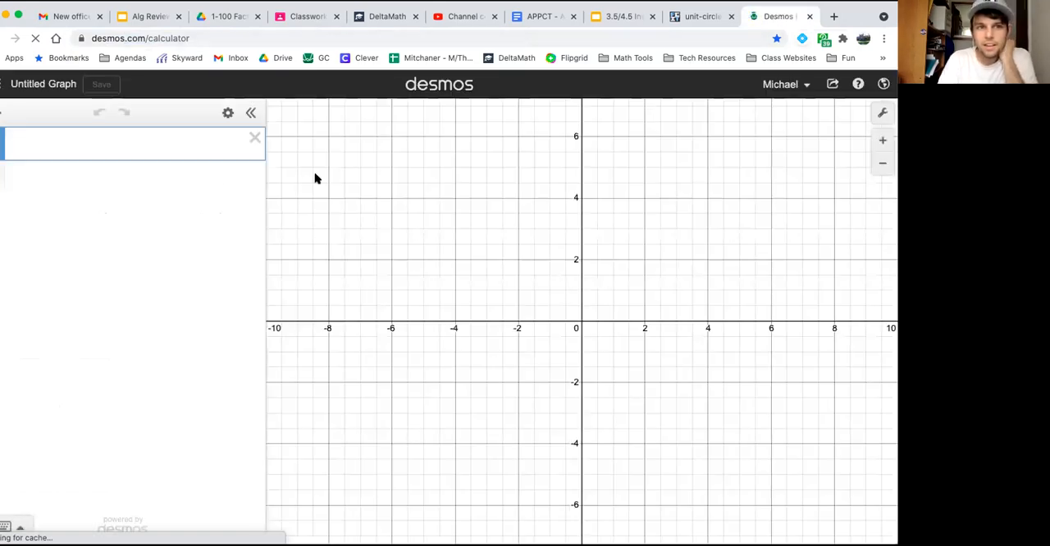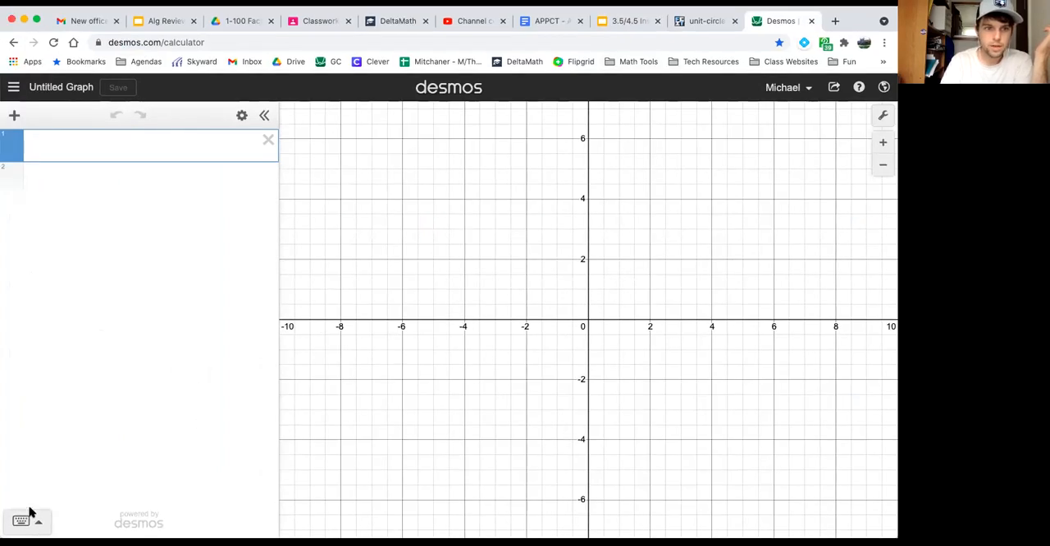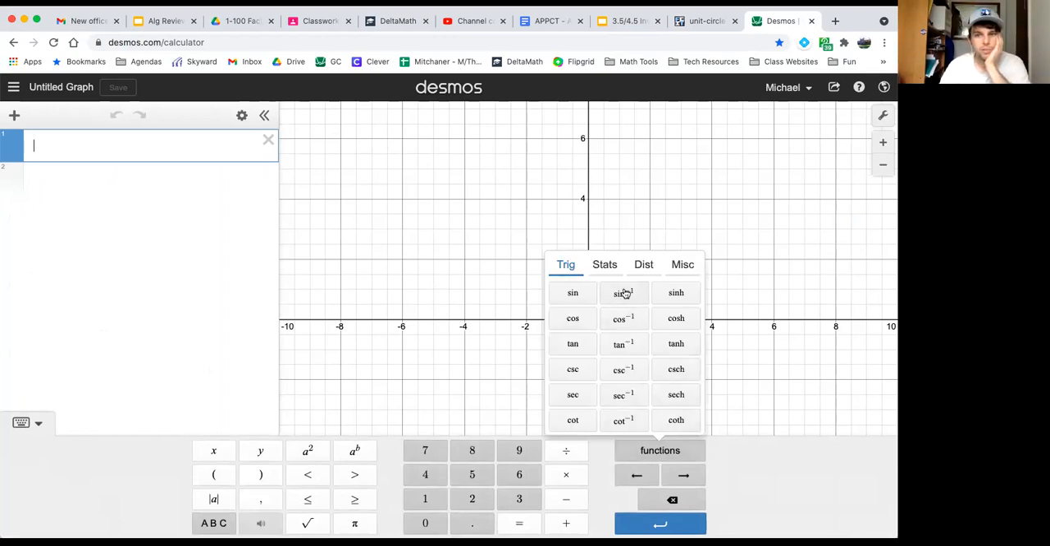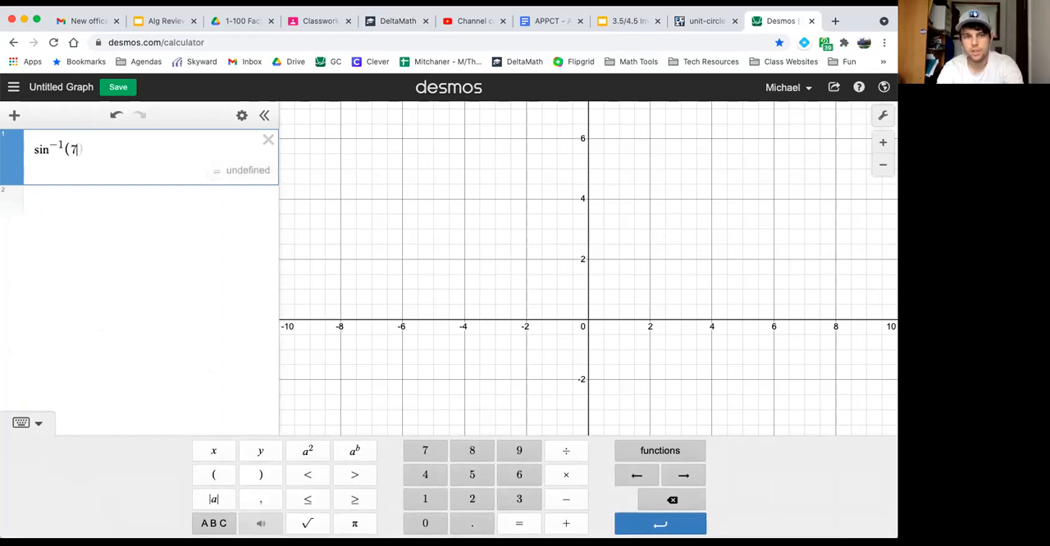Anyway, we are going to do sine inverse of 7/8. Let me just make sure that was the, yeah, sine inverse 7/8. So to make this happen, we want to bring up the keyboard down here and then click functions. And here we go, we got our options. So I'm going to do sine inverse 7/8. Now, the graphing calculator Desmos does default to radians. So this is our answer, 1.065. We'll probably round to about 2 decimal places for accuracy. So this would round to 1.07, for instance.